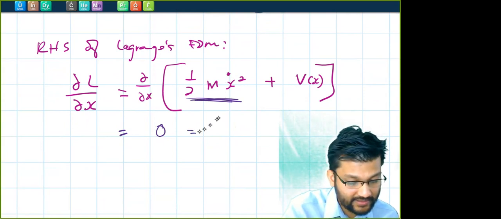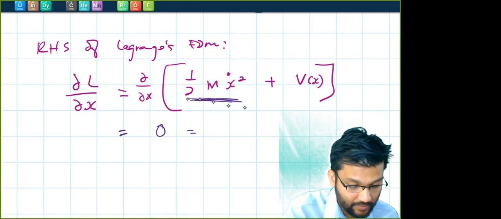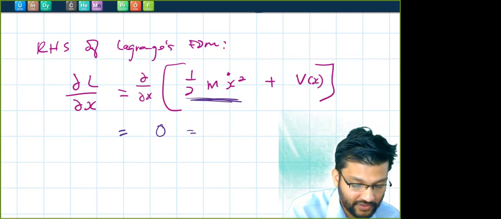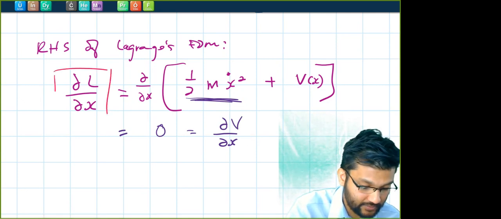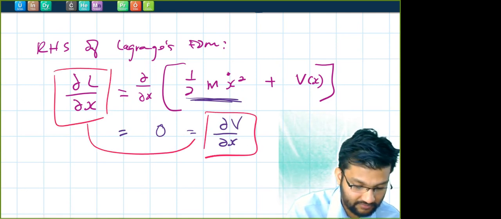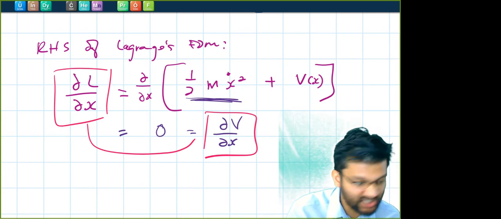And then the second term has x in it, but we don't know what the function is. It's some random function. So we end up with the partial derivative of V with respect to x. So that's what the right-hand side comes out to. This is equal to this. Doesn't really do us any good.